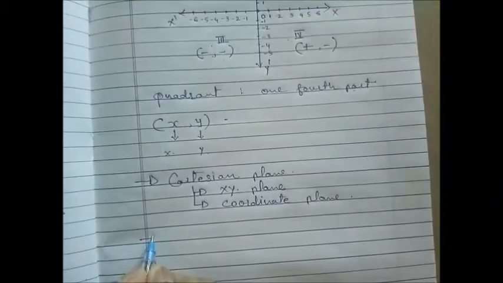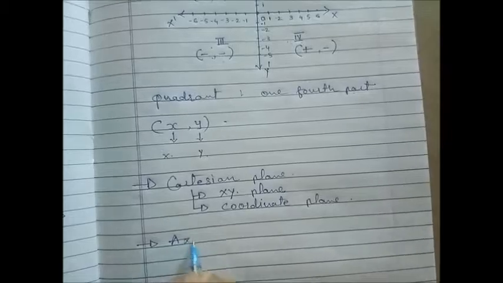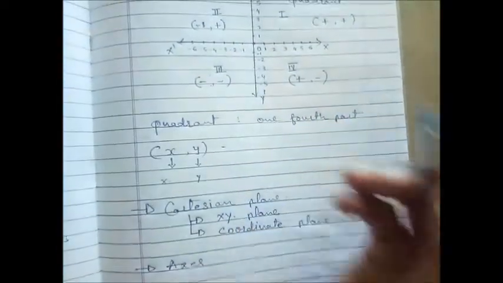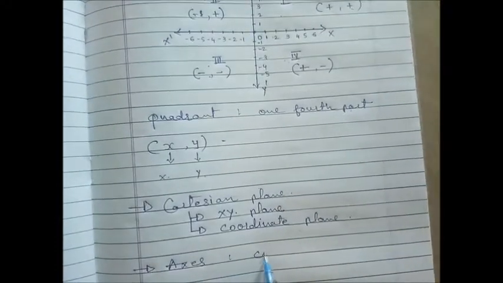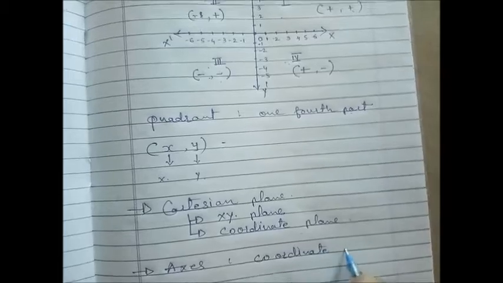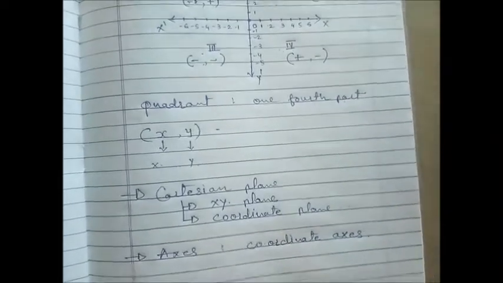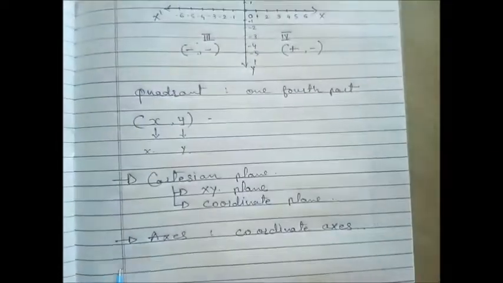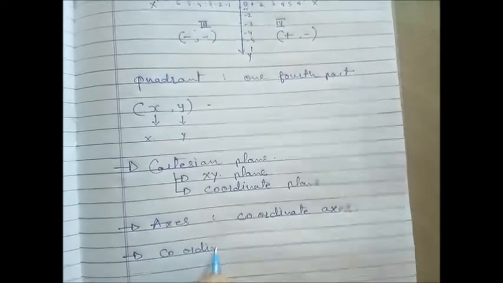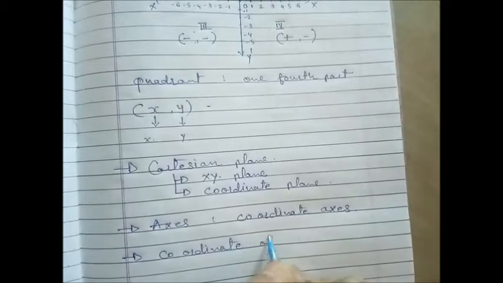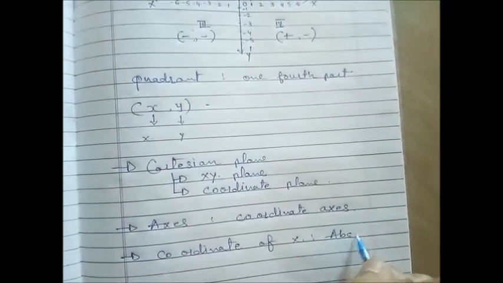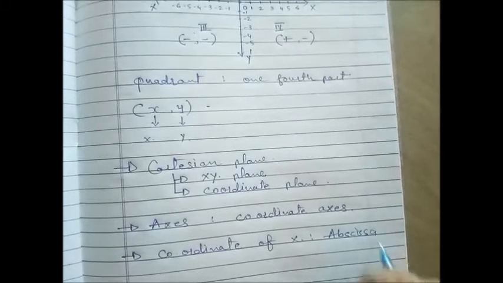In addition to this, both the axes, that is x-axis and y-axis, are known as coordinate axes, right? Now coordinate means what? The coordinate of x is known as abscissa. What is it? It is abscissa.